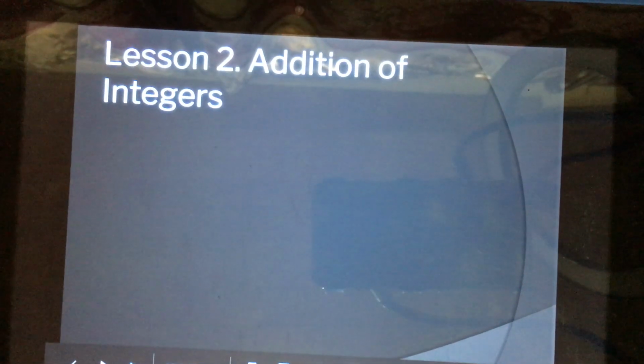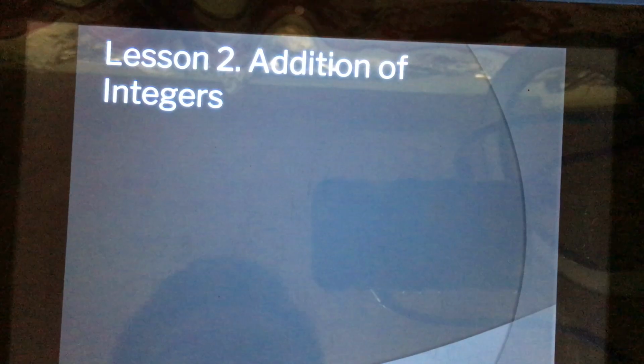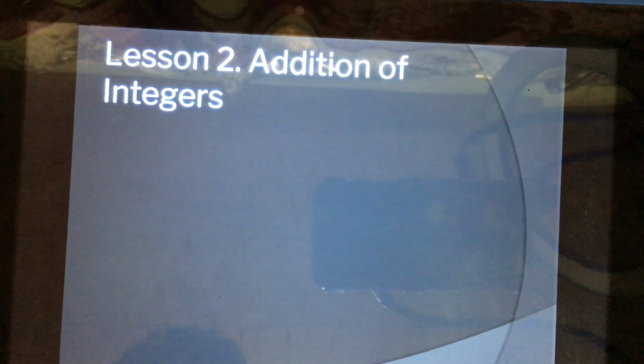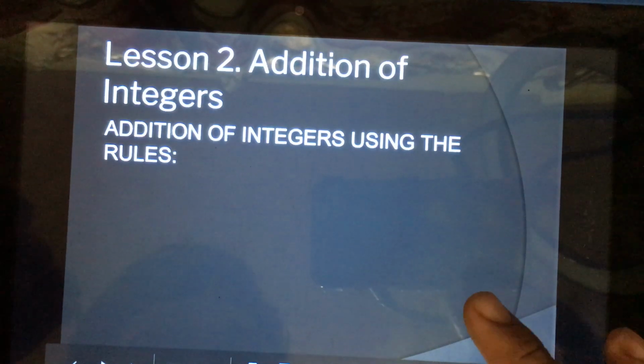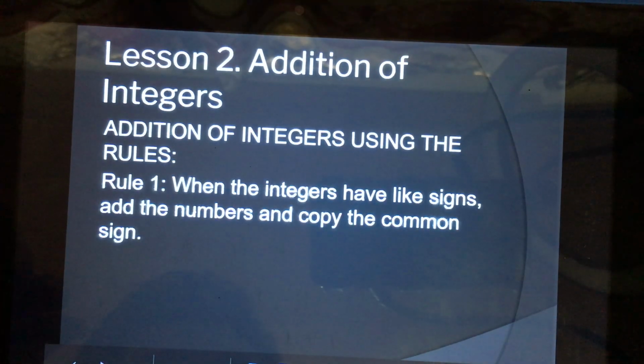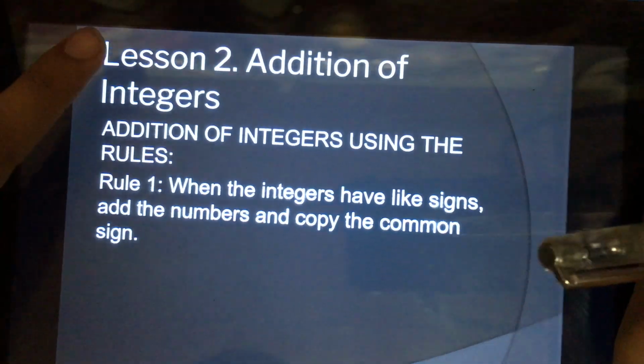So let's move now to lesson number 2, the addition of integers. When you add integers, these are the rules. Addition of integers using rule number 1: when the integers have like signs, add the numbers and copy the common sign. Again, when the integers have like signs, add the numbers and copy the common sign. Example.